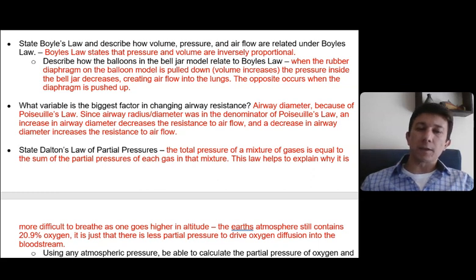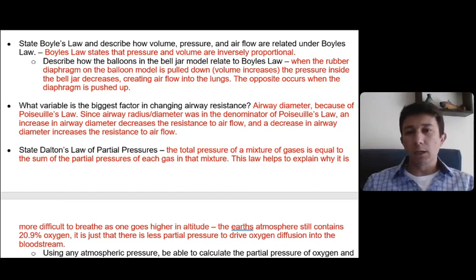There's a video link that I put up on Moodle that demonstrates this with balloons in a bell jar. So there's a plastic bell jar with a rubber diaphragm at the bottom of it and two balloons that are simulating the alveoli or the lungs inside of the bell jar. And the balloons are connected to the atmosphere through a little stopper that has essentially a trachea in it.